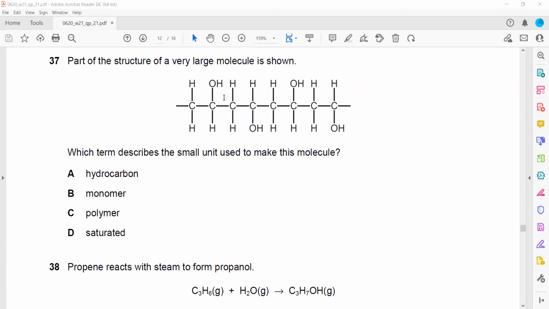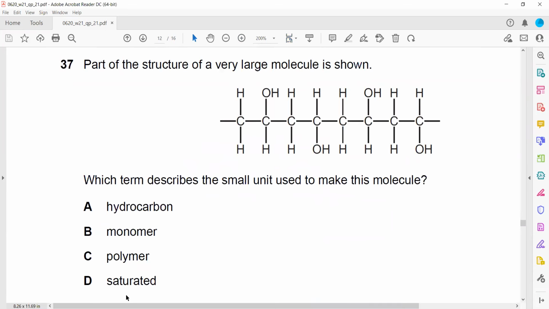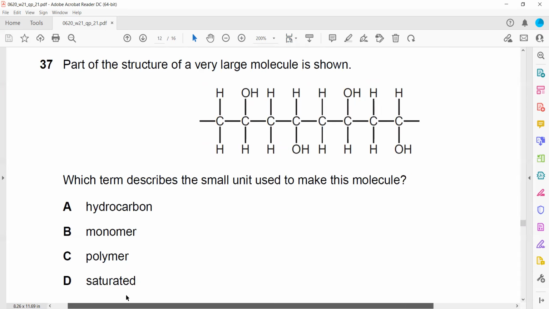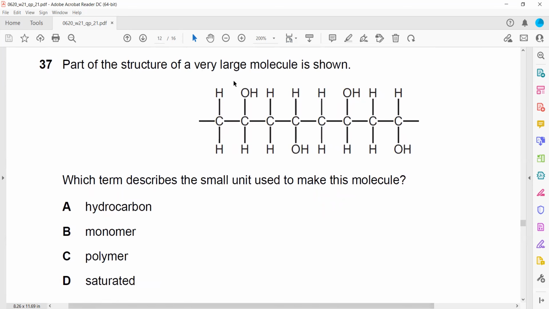The part of the structure of a large molecule, this is a polymer. Which term describes a small unit? What is the meaning of a small unit? A small unit is known as the monomer. This is a long chain compound, and it is an addition polymer because it is linked by a carbon chain. All the carbons are attached to each other, so it is an addition polymer.